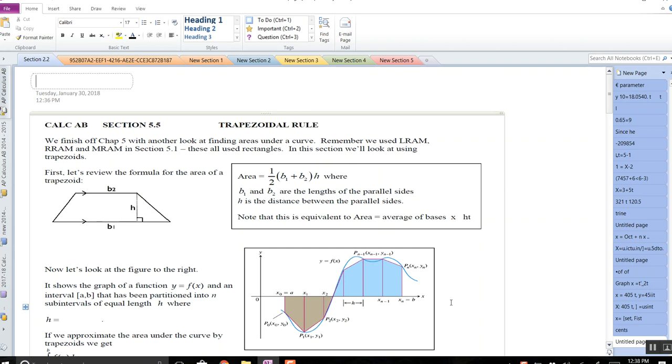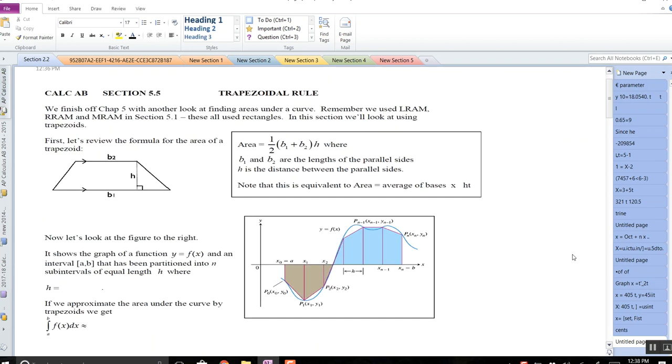We finished off chapter 5 with a look at finding areas under a curve. We've used LRAM, RRAM, and MRAM, which of course are rectangles. And we've done the definite integral, which does get us the true or accurate area. But there's another approximation method we haven't discussed yet called the trapezoidal rule, which does provide a better estimate than LRAM, RRAM, or MRAM when compared to the definite integral.